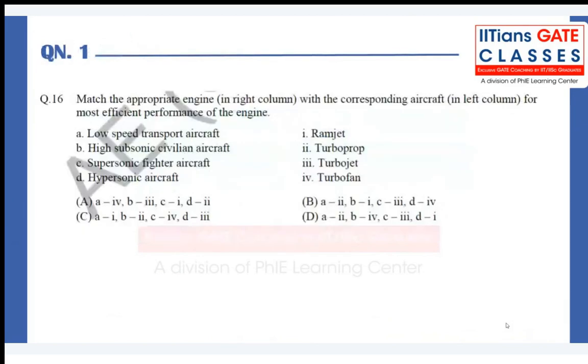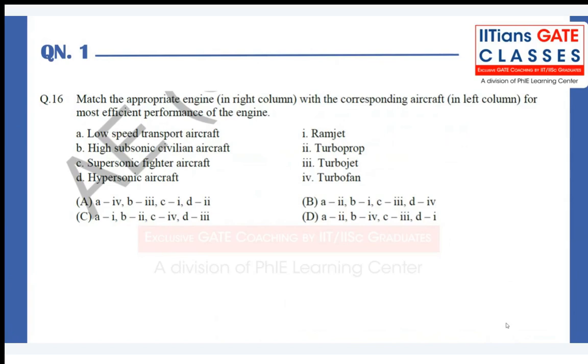The first question is, match the appropriate engine in the right column with the corresponding aircraft in the left column for most efficient performance of the engine. In the left column, I have 4 different types of aircraft: low speed transport aircraft, high speed subsonic civilian aircraft, supersonic fighter aircraft, and hypersonic aircraft. Whereas in the right column, I have 4 different engines: Ramjet, turboprop, turbojet, and turbofan. They are asking us to match which suits better for the given application.